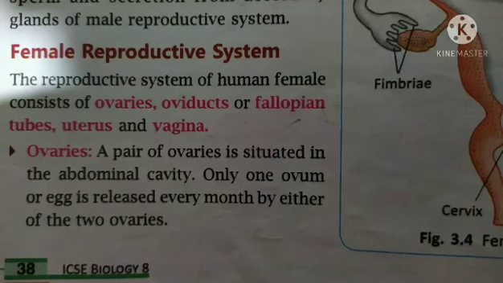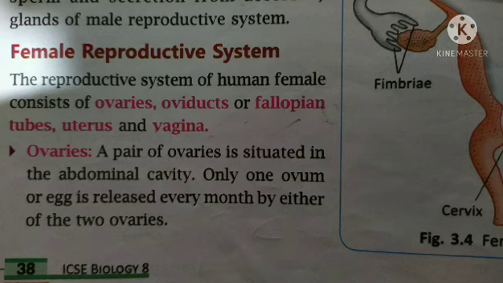So, dear students, in this video, we are going to study another part of the chapter, reproduction in animals, and the topic is the female reproductive system. So, let us start with the topic. You should know that the female reproductive system consists of the organs named ovaries, fallopian tubes, uterus, and vagina. So let us study the first organ, that is ovaries.